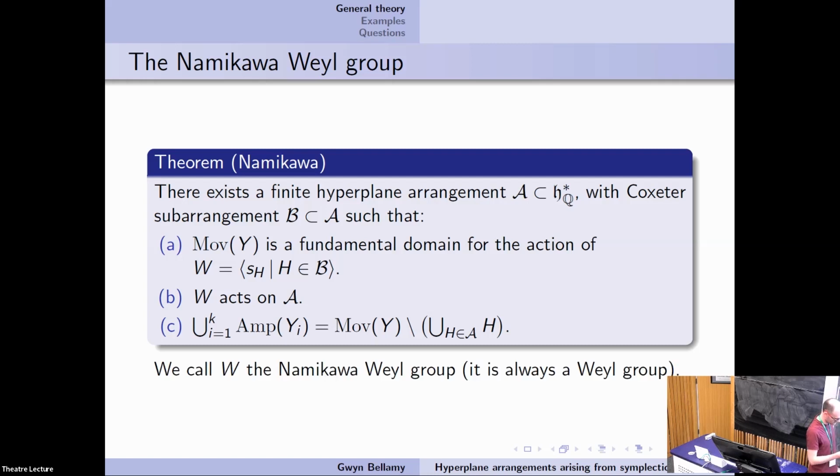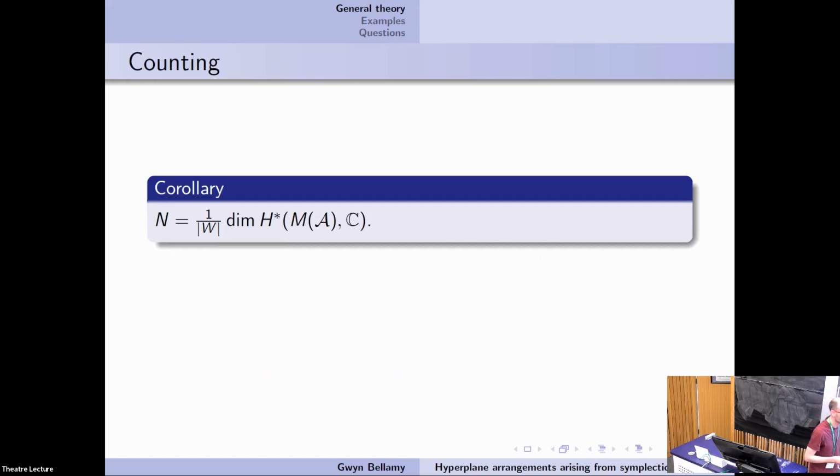Oh, and this W is called the Namikawa Weyl group. And it's a genuine Weyl group, so it's not just some arbitrary Coxeter group, because it preserves the integral cohomology. Yes, that's very right. But it also comes from foldings of ADEs, which also only give you Weyl groups. But it has to be crystallographic because it preserves the lattice. Yes, that's good.